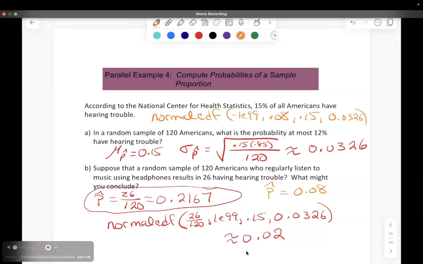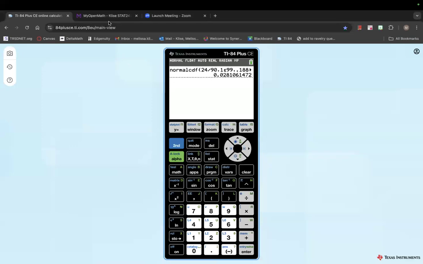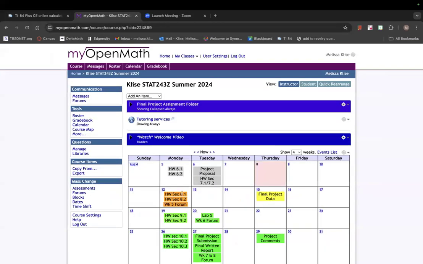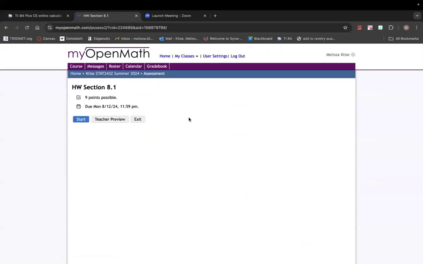You're welcome. Okay. I'm going to jump on a couple of homework problems so you guys can see what's going to be expected. Okay, let's go to section 1.8.1. I don't know why I have the week 5 forum on Monday. I'm going to move that.